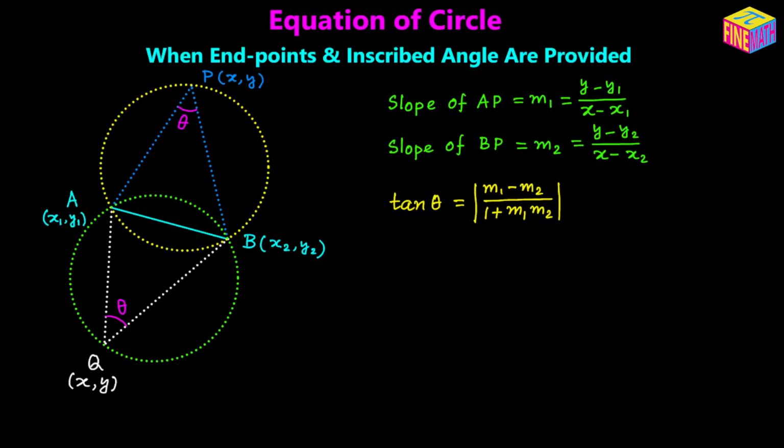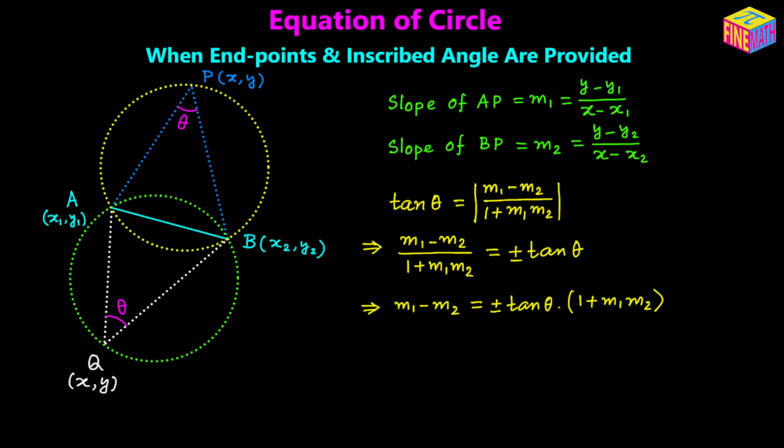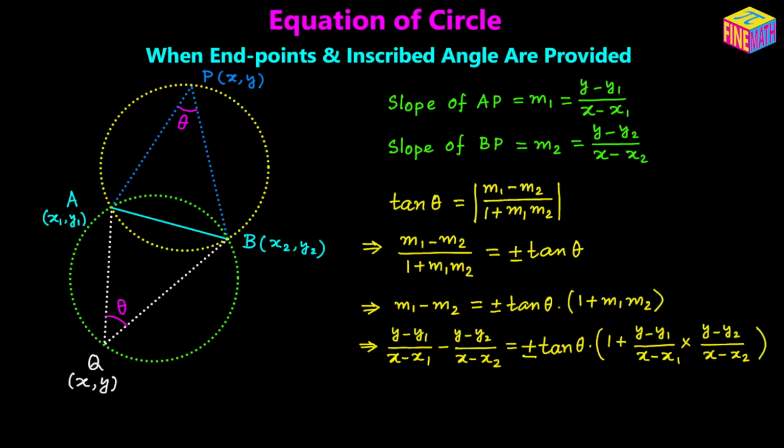So from here, if we remove the absolute value sign, then can we say that m sub 1 minus m sub 2 over 1 plus m sub 1 times m sub 2 will be equal to plus or minus tangent of theta? There are two possibilities. Next, we are going to plug in the values of m sub 1 and m sub 2, and then we are going to create the two equations. So from here, we can say that m sub 1 minus m sub 2 can be written as plus or minus tangent of theta times 1 plus m sub 1 times m sub 2. And then let's plug in the values here.